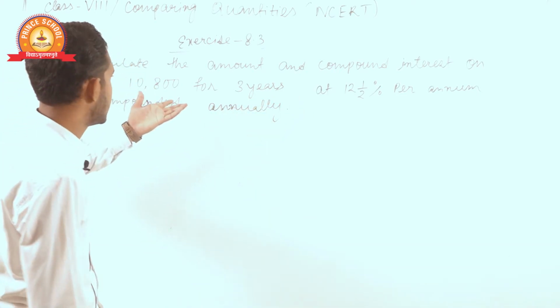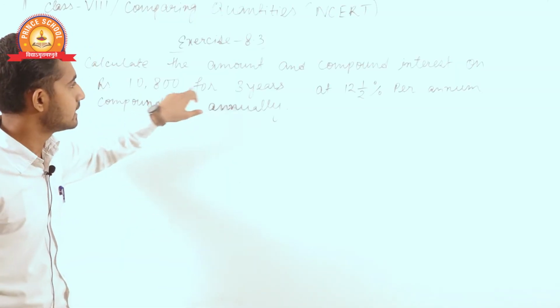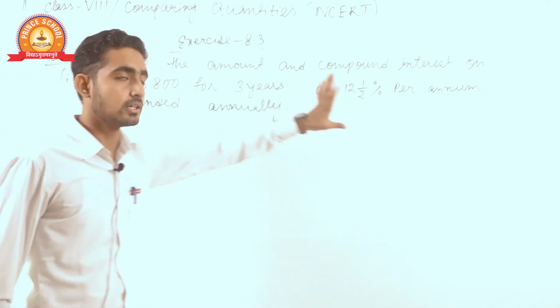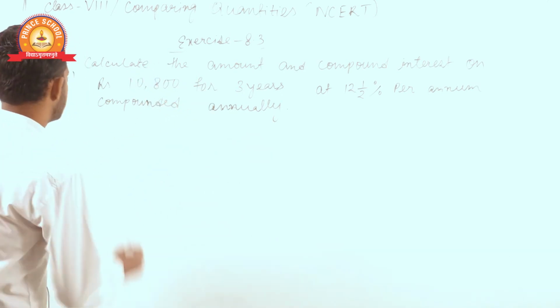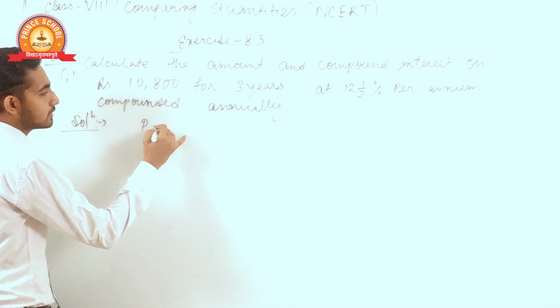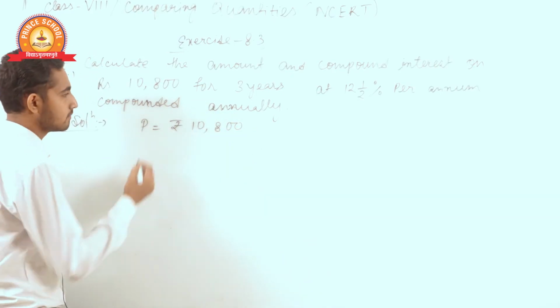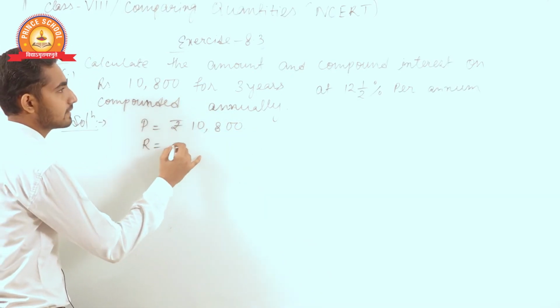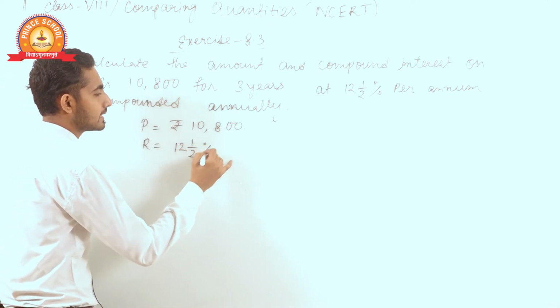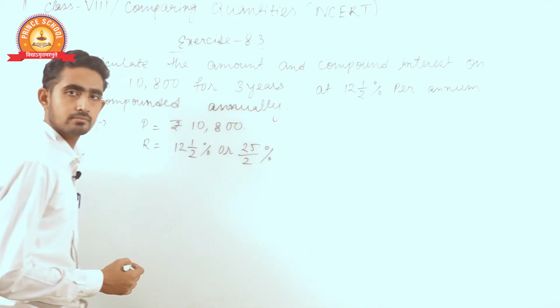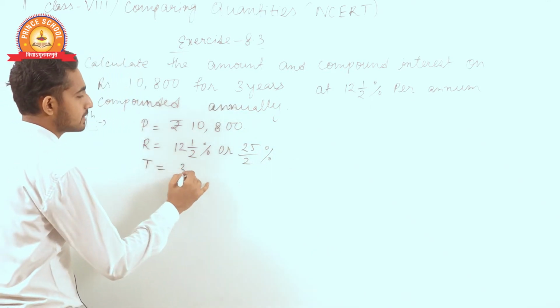Very simple question. If you observe, here principal is given. This is considered P. 3 years, that means time period is given, and interest is given. So first of all, I have to write down what is given. The solution. P is equal to rupees 10,800. Rate of interest is given, 12 and 1/2% or 25/2%. Time period is given, that is 3 years.